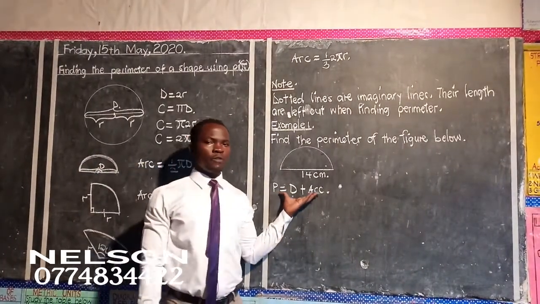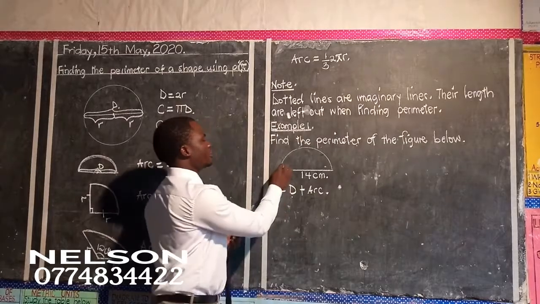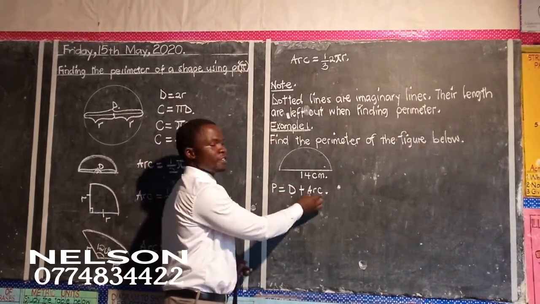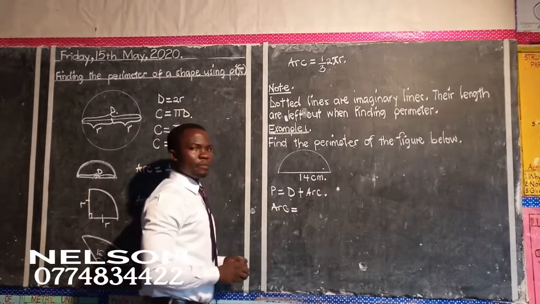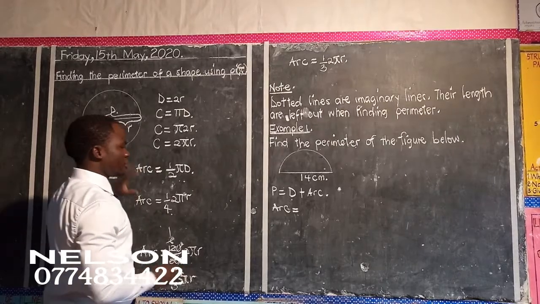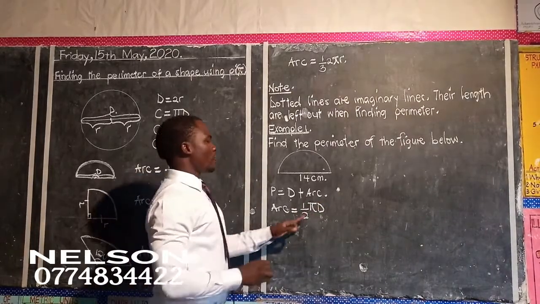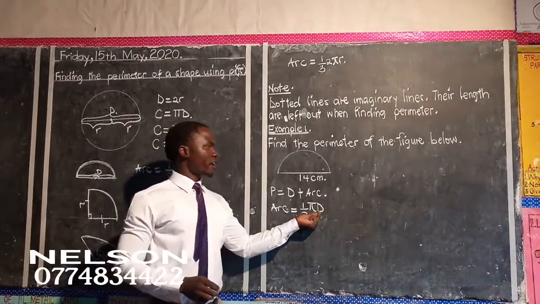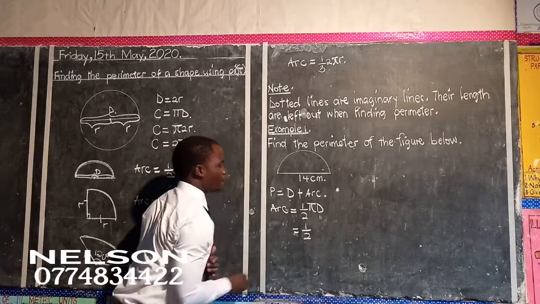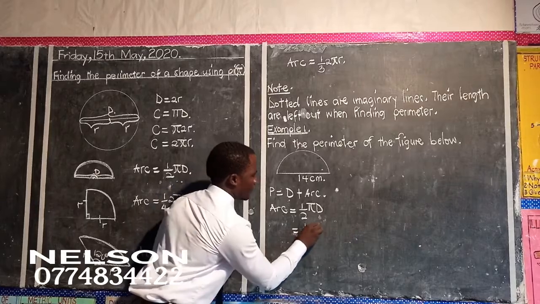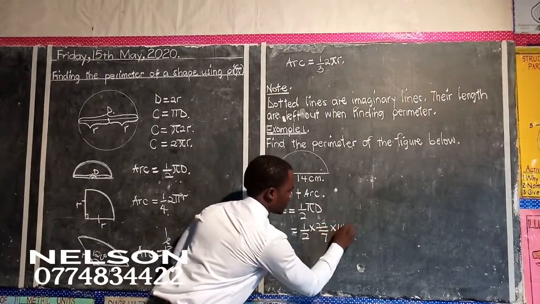Now, we are here with our formula. With the diameter, we have it. But we are lacking the arc. We don't have this arc. So before you find the perimeter, first find this arc. So come down and say the arc of a semicircle. Here we say the arc of the semicircle is a half pi d. Why are we using a half pi d? Because the semicircle has got the diameter. We shall come down and say arc equals a half, and we shall use the pi of 22 out of 7 times the diameter, which is 14 centimeters.